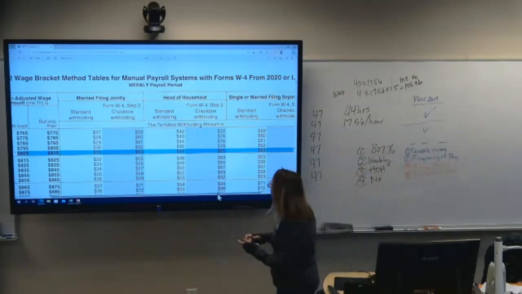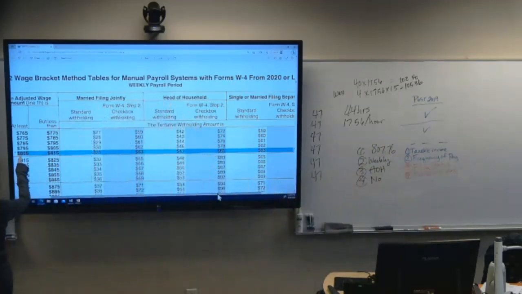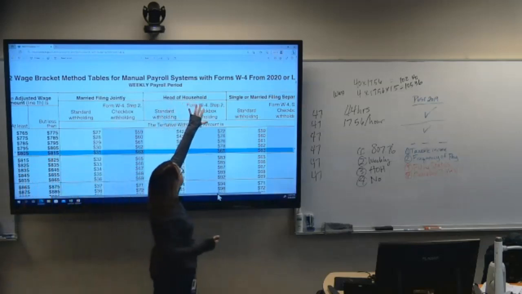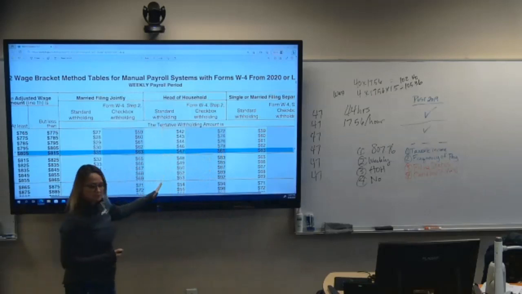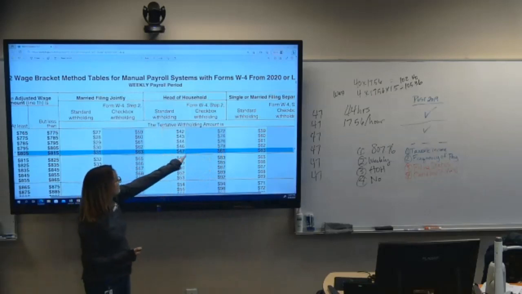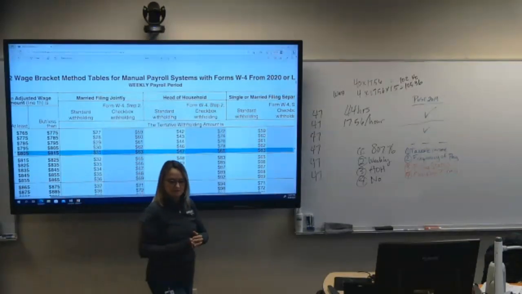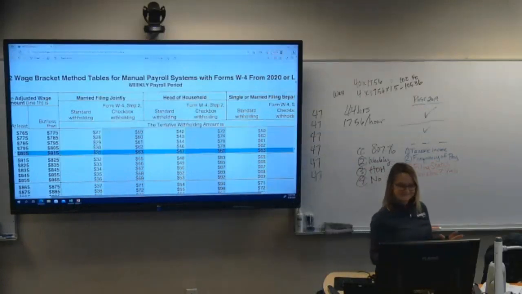So with 807.76, we're on the weekly payroll period. 807 falls between 805 and 815. We've got head of household, one of these two. No checkbox, so we're going to use the column on the left, $47. Okay, make sense? Think you can do it?